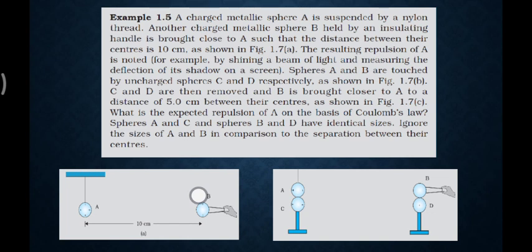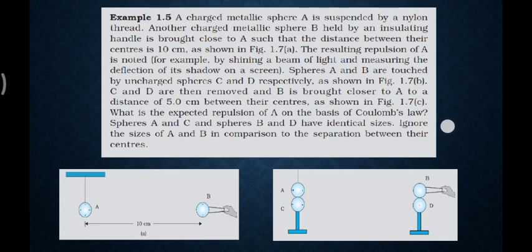Example number 1.5: a charged metallic sphere A is suspended by a nylon thread. As you can see in the diagram, one sphere is suspended with a thread. Another charged metallic sphere named B, held with the help of an insulating material, is brought closer to A, so that A and B are separated by 10 centimeters, as shown in figure A.